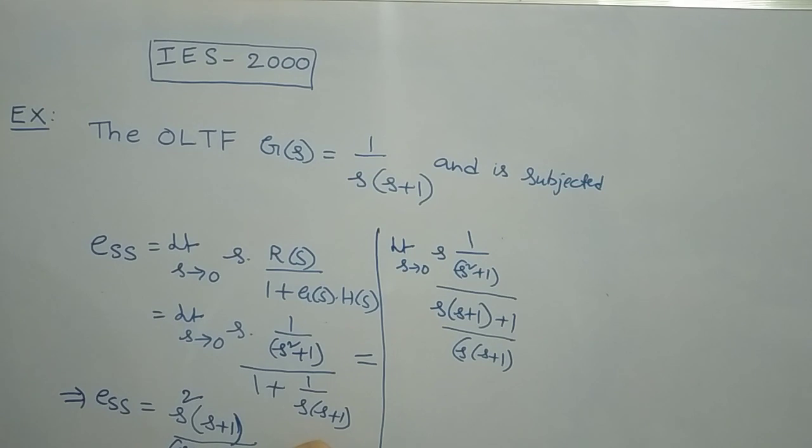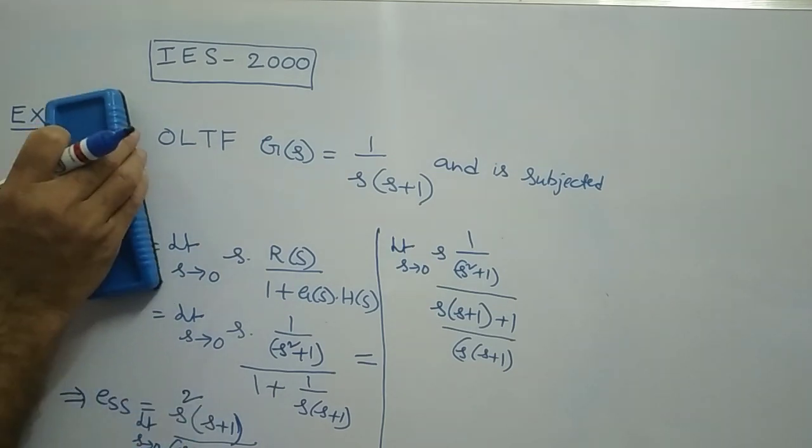Now you apply the limits. So this is the limit as s tends to 0. If you apply 0 wherever s is there, then 0 plus 1 is 1 here, but again it is multiplied by 0, so everything becomes 0 divided by something, which is 0. So your answer is 0. Therefore the steady state error, ESS, is equal to 0. So for this problem the answer is 0.